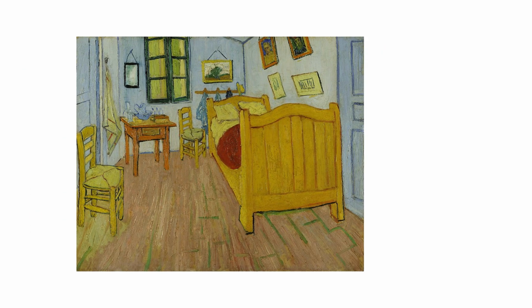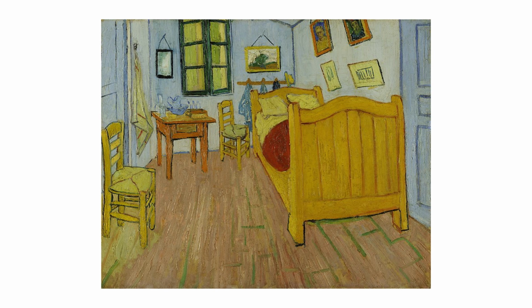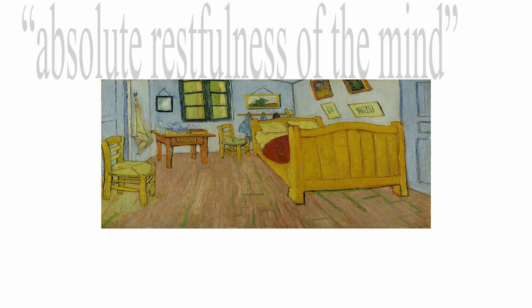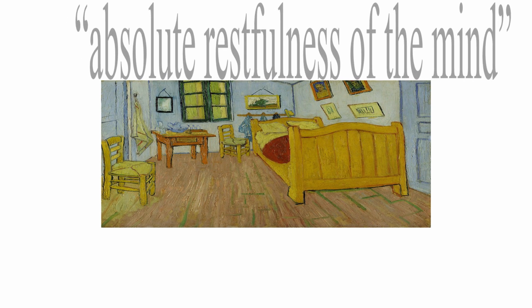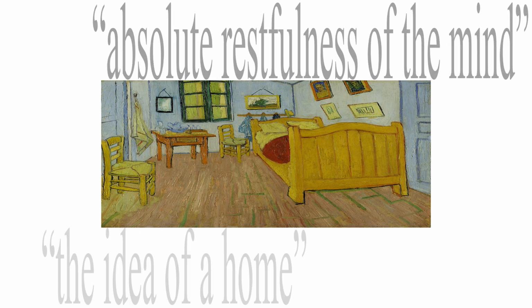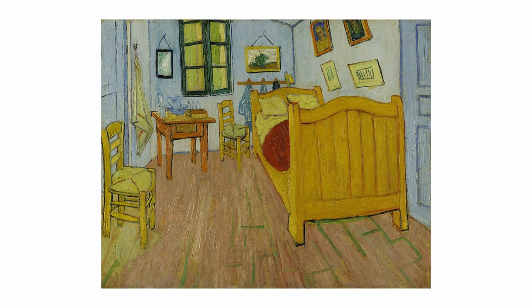In his composition, Van Gogh wanted to portray his notion of a peaceful and simple life. He wrote to his brother Theo Van Gogh that he wanted to express the absolute restfulness of the mind and the idea of a home. He also wrote to Gauguin that he wanted to make the painting suggest a certain rest or dream.